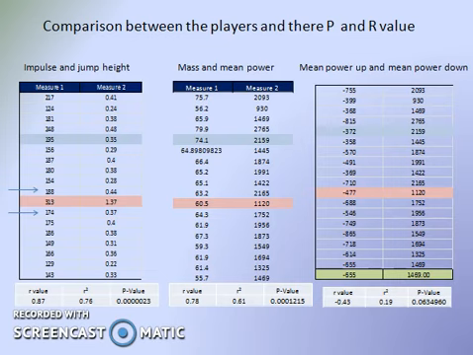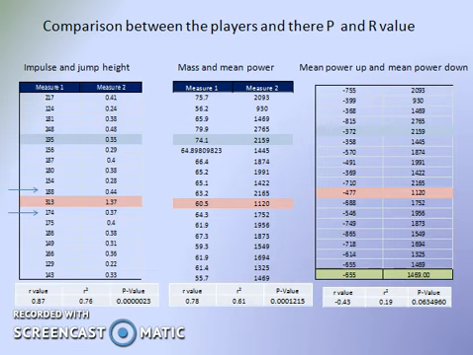Aaron's impulse was 174 and his jump height was 0.37 meters. However, on the other hand, Charlie's impulse was 188 and his jump height was 0.44 meters. From this you can see how the bigger the impulse, the higher the jump, as proven by our experienced and non-experienced player. Mass and mean power have a positive correlation, as to the positive R value, as it's not minus, and it's significant once again because the P value is below 0.05.